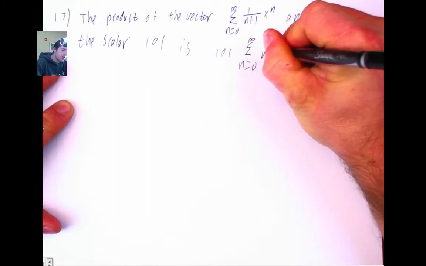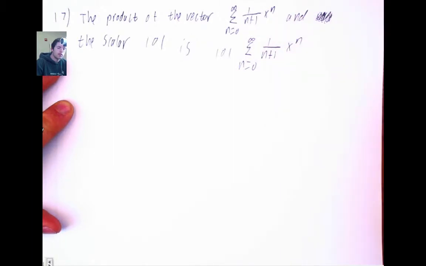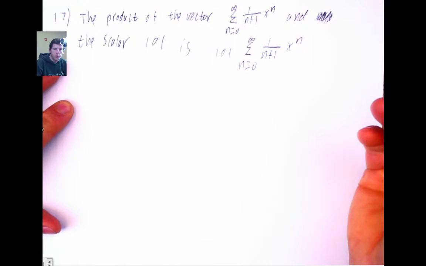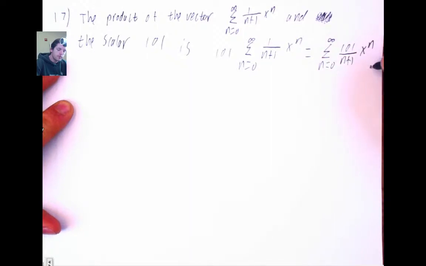But this is just a notation, kind of like if you write 5 times 3, well, then you would write 8 afterwards, right? And similarly, let's distribute that 101 to every term to get 101 over n plus 1, x to the n. All right, good.